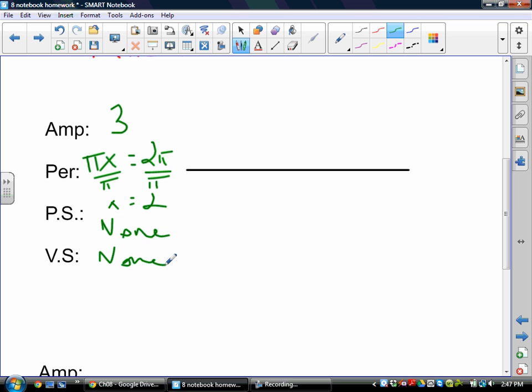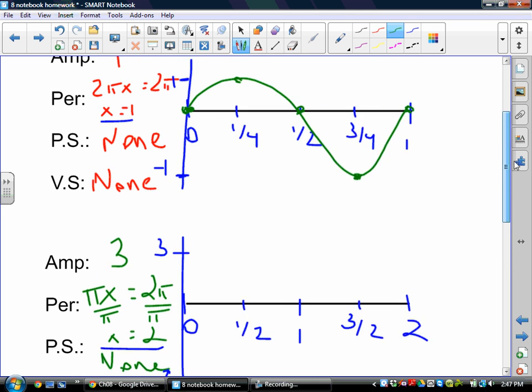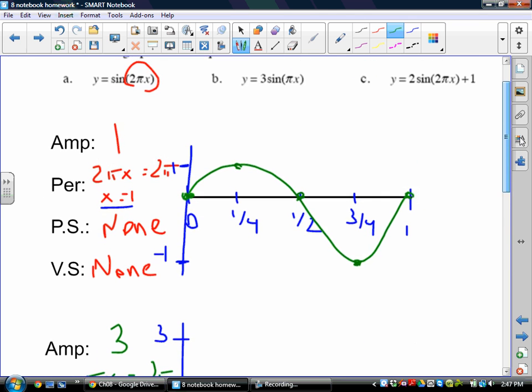So I'm going to start at 0, since there is no phase shift, and I'm going to end at the length of the period, which is 2. So now this will be a 1, this will be 1/2, this will be 3/2. Now my amplitude is changed to be 3. So instead of calling that 1 and -1, I'm just going to call it 3 and -3. You can also physically draw all the little things in there. Normally this was a sine equation, correct? Yes, all three of them are sine.